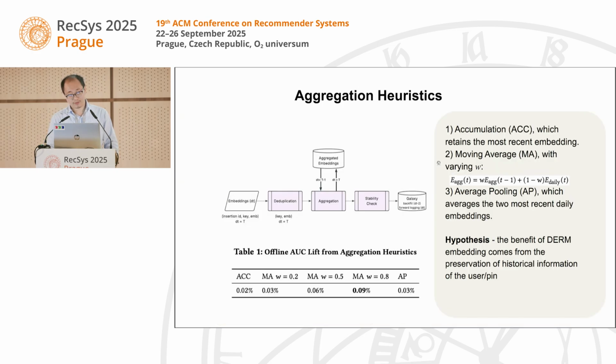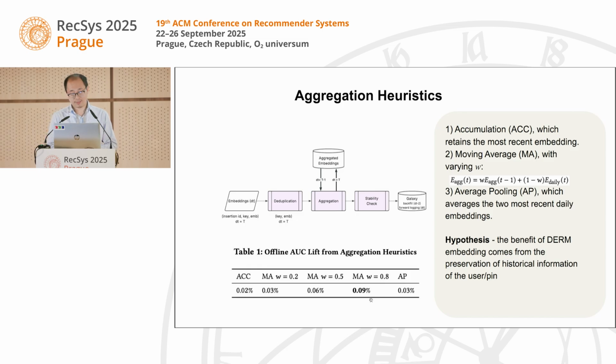One interesting finding here is that for the aggregation heuristics, we find that adopting a moving average type of aggregation will help boost the performance the most. That means every time we keep the historical version and we do the weighted average. And we can see from the table, if you add a very high weight on the historical part, that will boost the performance the most.